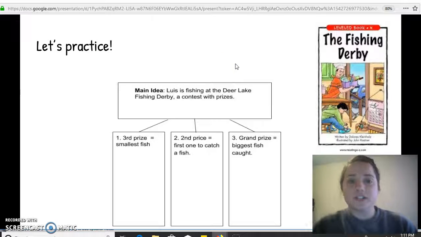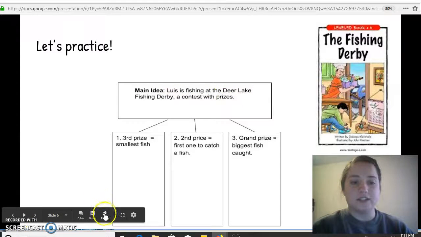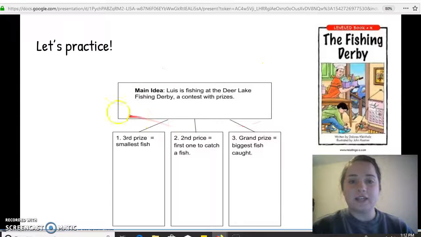All right, boys and girls, let's practice. Let's go back to our fishing derby story. Let's look at this main idea. Lewis is fishing at the Deer Lake Fishing Derby, a contest with prizes. So somewhere in our story, we need to figure out where this main idea came from and some supporting details.